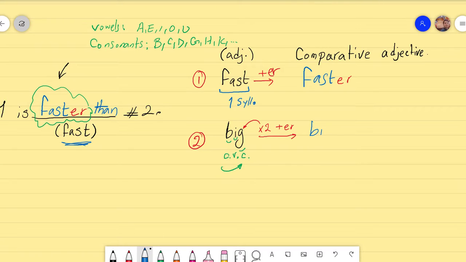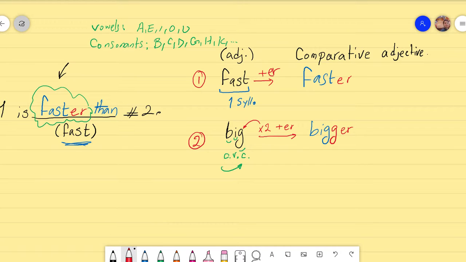So we say big, double G, and then er. So the comparative adjective would be bigger. Good.